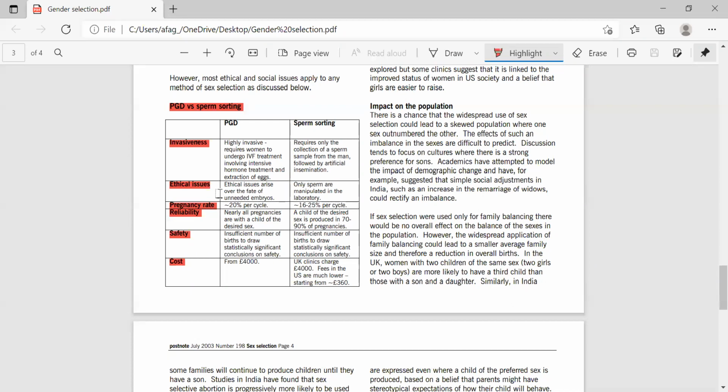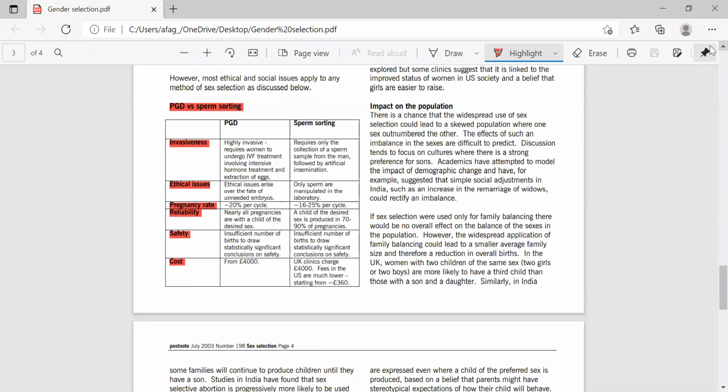And also, even if she gets pregnant, there is around a 10% chance the baby will not be a boy. And regarding safety, there is no sufficient information. And the cost is £4,000 per attempt. Like we said, there is only a 10-20% chance to be successful. So if it fails, she needs to pay the money again. It's too much money.